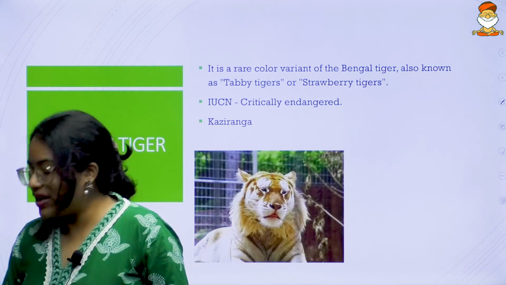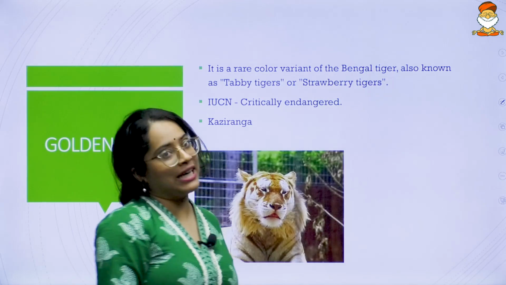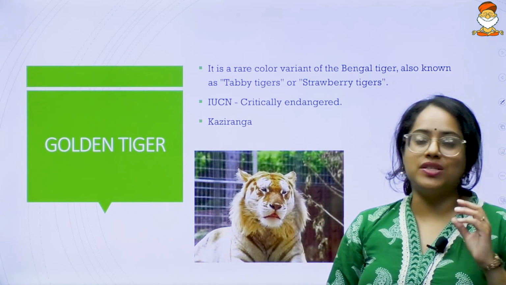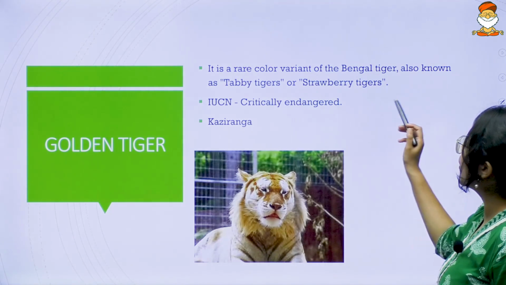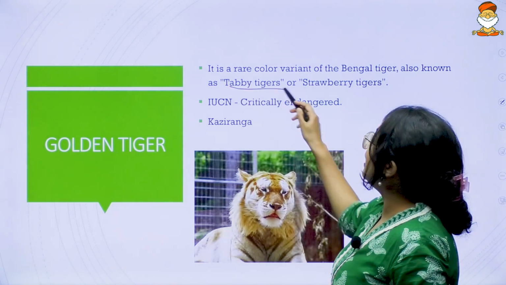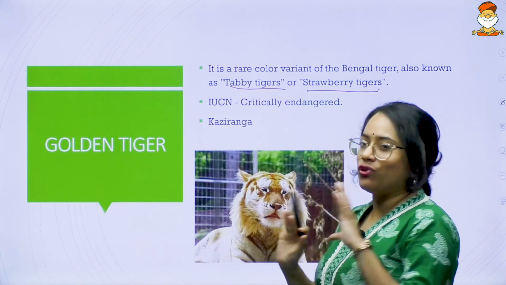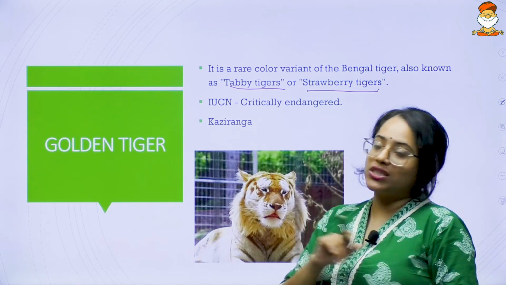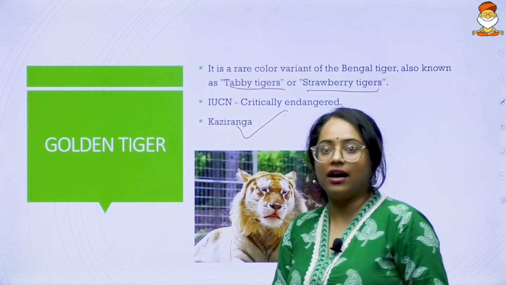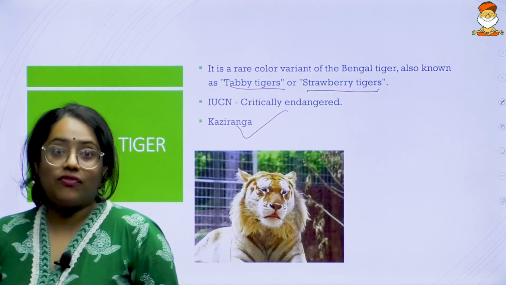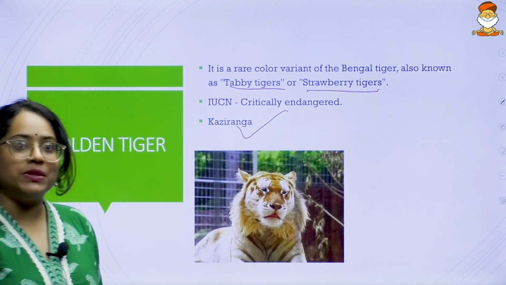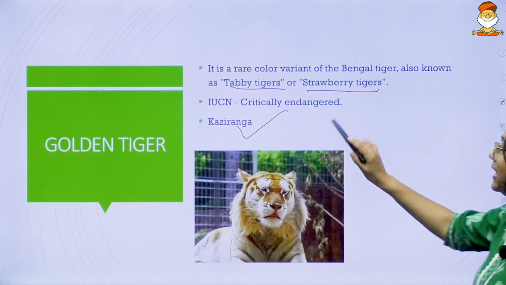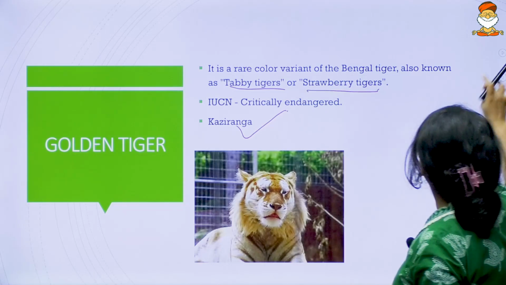The next species that we have to discuss is your golden tiger. If the black tiger was found in Simlipal, the golden tiger is a very rare color variant of the Bengal tiger, also known as tabby tigers or strawberry tigers because of its structure, which is a little bit more chubby. This was spotted in Kaziranga National Park. The golden tiger falls under the critically endangered category of tigers, with a very small population. So this was sighted in Kaziranga, and that was the news about it.